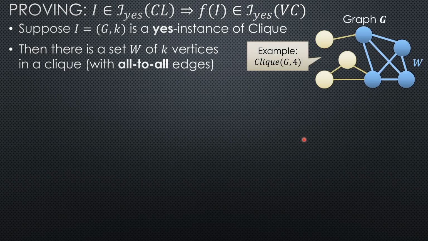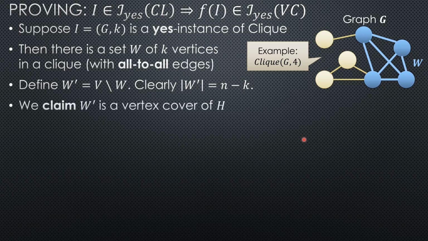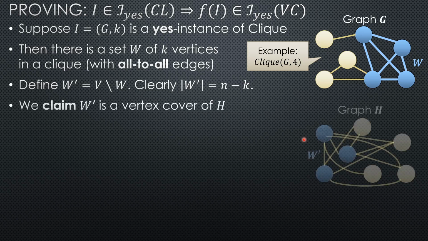So here's an example graph where I've drawn some nodes that are in the clique W. This happens to be a 4-clique, and then there are some other nodes that are not part of that clique. We're going to define W prime to be the other nodes in the graph besides the clique W. The clique is of size k, so W prime is going to be of size n minus k. Now the claim is W prime is going to be a vertex cover in the complement graph H. Let's try to show that.